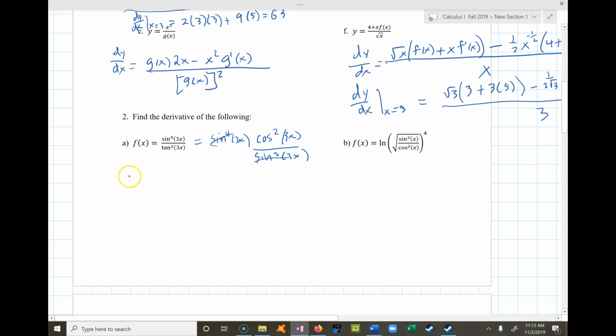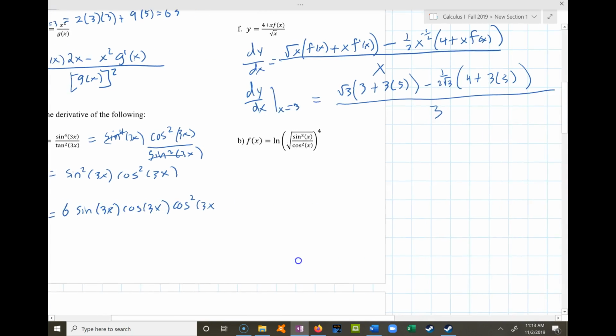So I'm left with, this is still f of x, I haven't taken the derivative. That would be sine squared of 3x times cosine squared of 3x. So then I can just use the product rule. So that's going to be f prime of x is equal to 2 sine of 3x times the derivative of sine, which would be cosine of 3x, times 3. So I'm just going to make that a 6, times cosine squared. So that's the first part of the product rule.